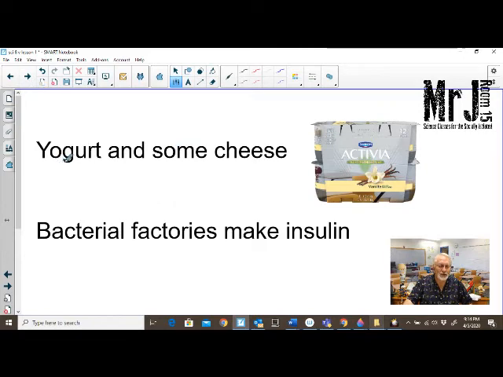So, yogurt and some cheeses use bacteria. That's how you make yogurt. You infect it with bacteria and it changes the milk and produces yogurt. So how is it yogurt goes bad? It's already bad milk. Here's Activia.